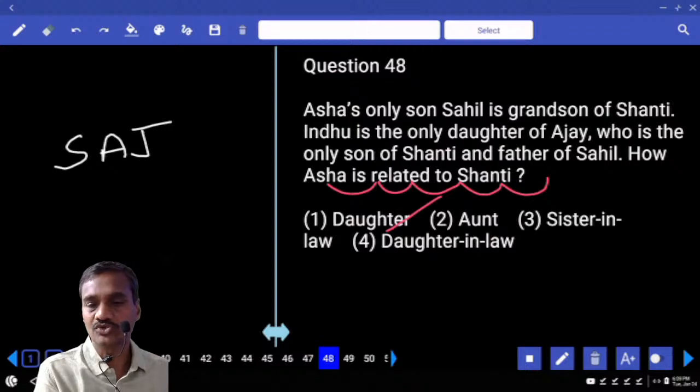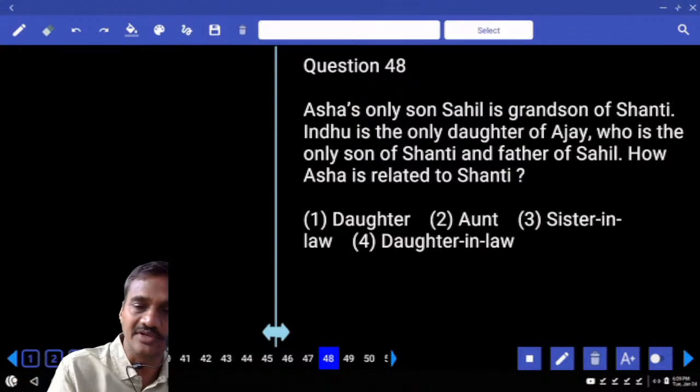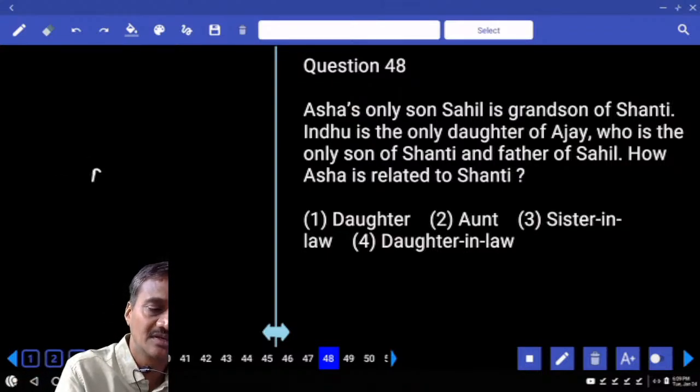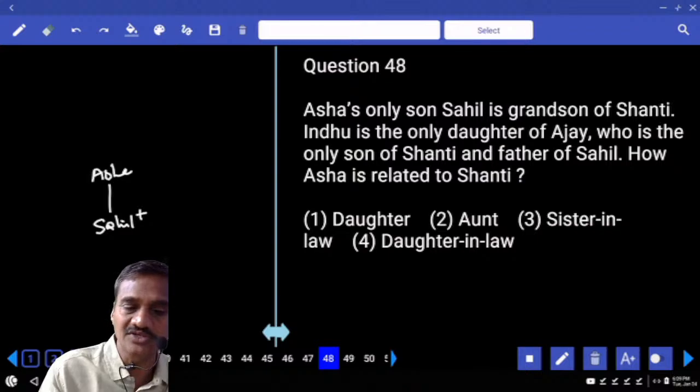Now Asha's only son Sahil is the grandson of whom? Is the grandson of Shanti. Now Asha is having Asha's only son Sahil. Asha is here. Now this person Asha is having only one son, that is Sahil. And Sahil is a male. And Asha's only son Sahil is the grandson of whom? Now Sahil is the grandson of Shanti.